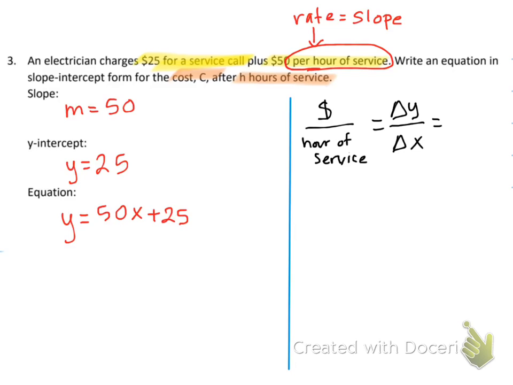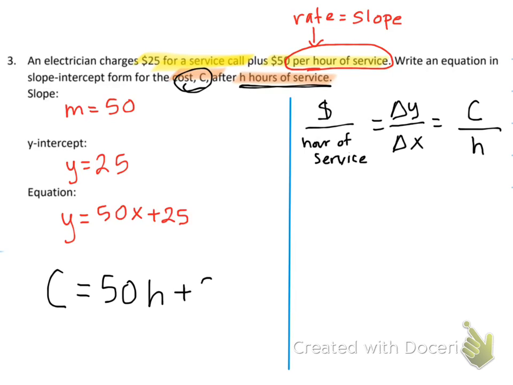So in this case, the cost, or the money, is going to be C. So we're going to replace y with C. And the hours H, our hours of service, is going to be our new x. Oh, sorry, H. So our equation, we can write it as C is equal to 50. We're not going to put x, we're going to put H plus 25. So the cost is equal to $50 per hour plus a $25 initial fee.